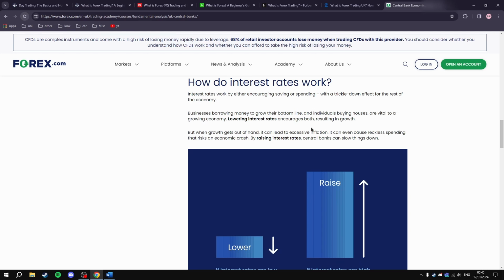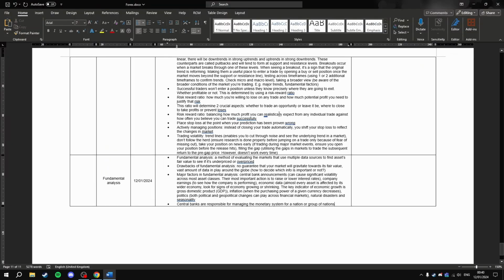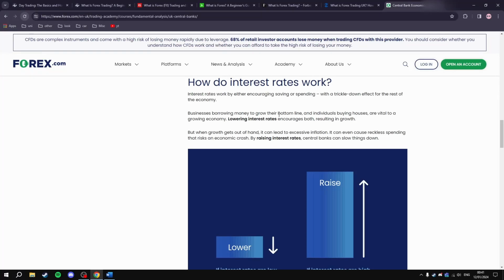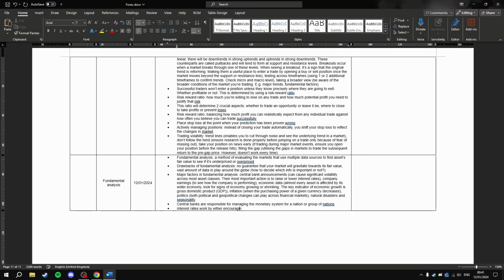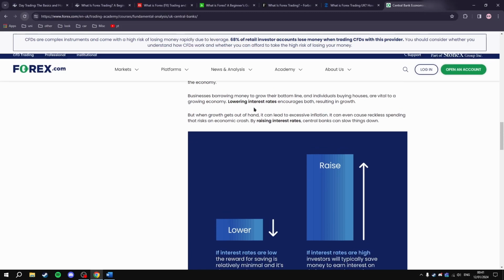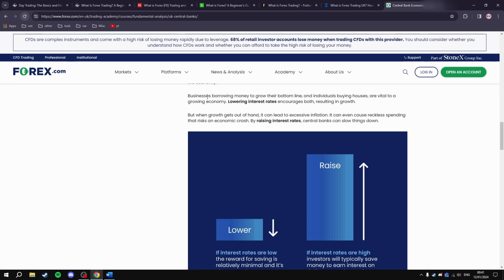How do interest rates work? Interest rates work by either encouraging saving or spending, with a trickle-down effect for the rest of the economy. Businesses borrowing money to grow their bottom line, and individuals buying houses, are vital to a growing economy. Lowering interest rates encourages both, resulting in growth.